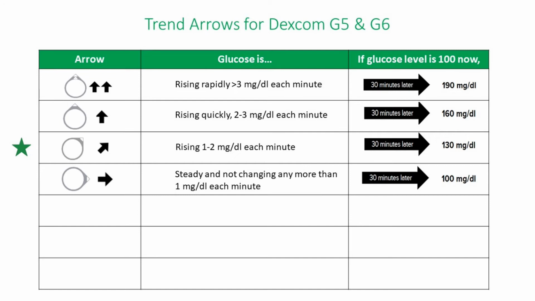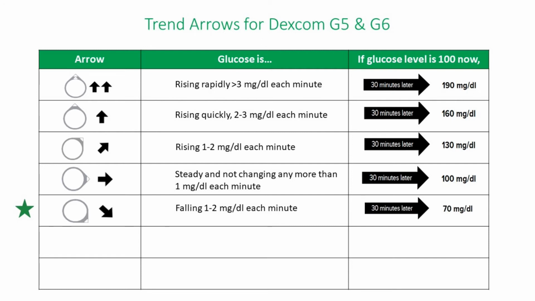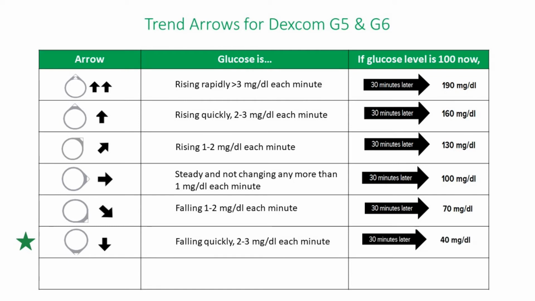Now let's look at the downward trends. This angled arrow down shows that glucose is falling 1 to 2 milligrams per deciliter each minute, which means that if you're 100 milligrams per deciliter now, you'll be about 70 in 30 minutes. One arrow down, falling 2 to 3 per minute, means if you're 100 now, you'll be 40 milligrams per deciliter. That might be a time to intervene.